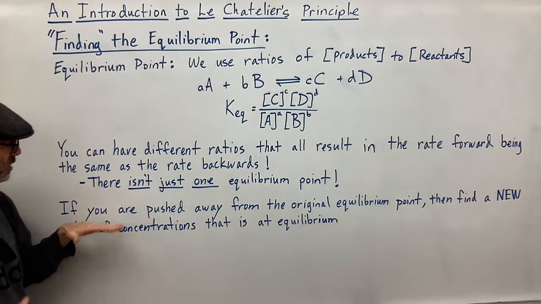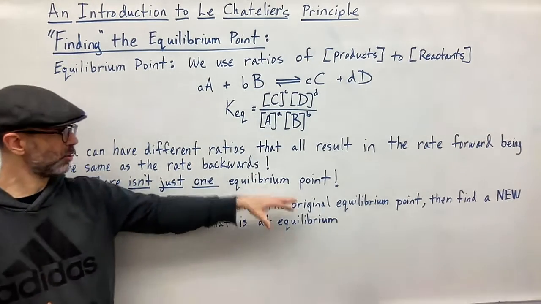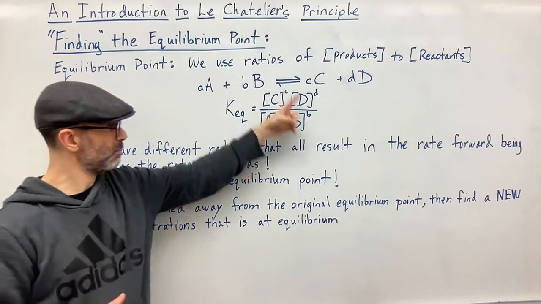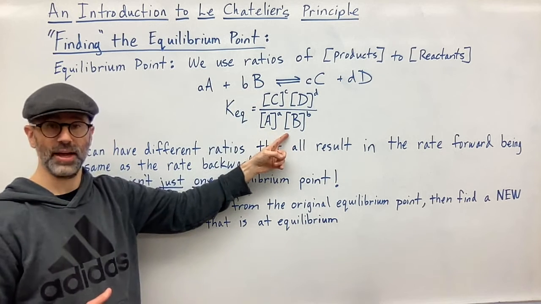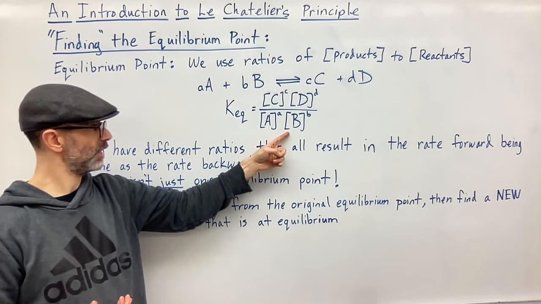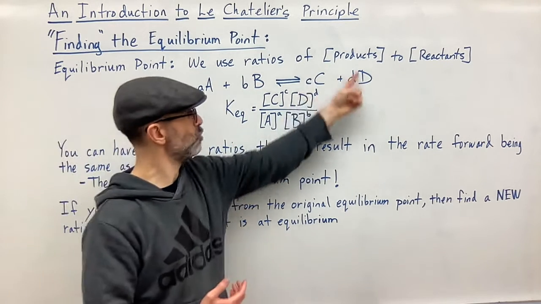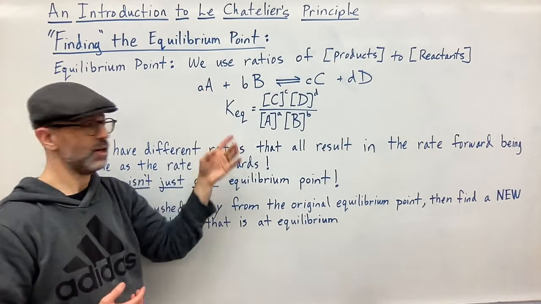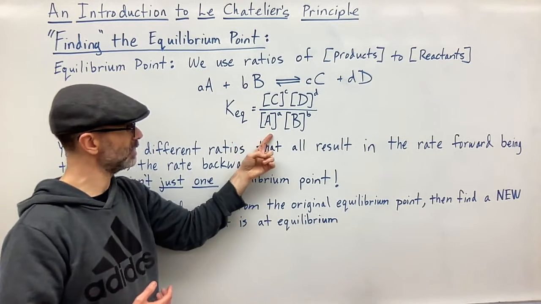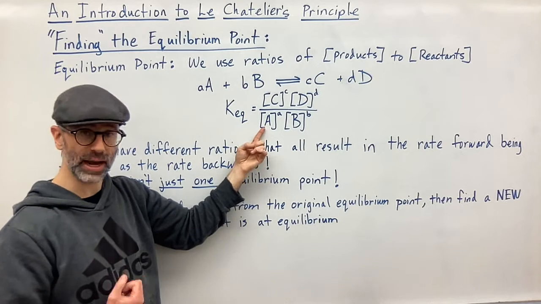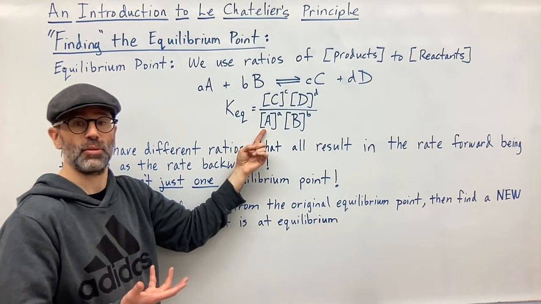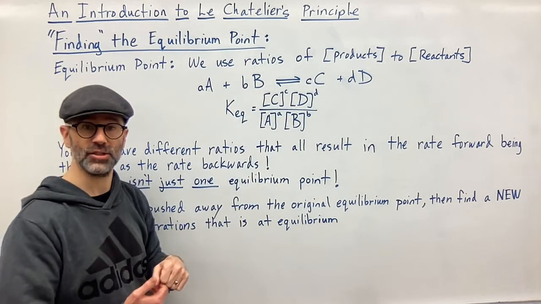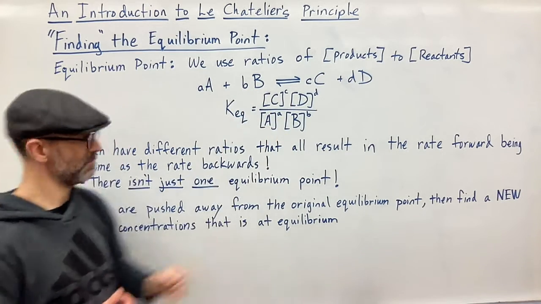So that's what I'm saying here: if you are pushed away from the original concentrations, right? So if I'm pushed away from this in some way, and we'll talk a little bit about this in a moment, for example, if I remove some of my product or if I remove some of my reactant, right? If I'm decreasing this, if I take some A away, how does the system get back to that ratio of concentrations, right? So we'll talk about that.